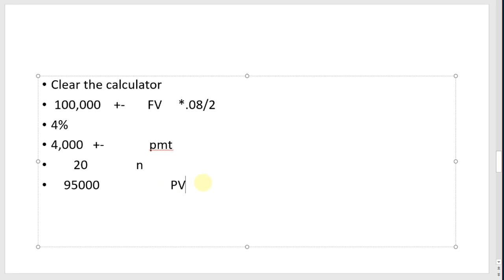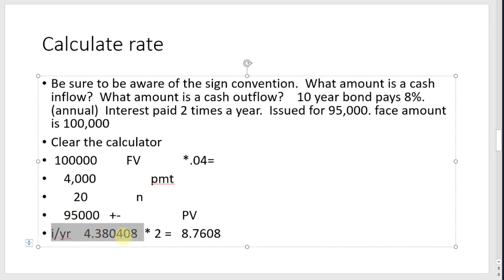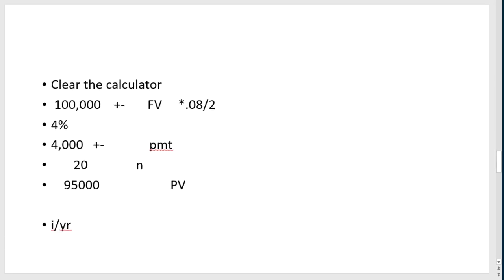And when you go to hit your interest per year key, you get that same number that we had here, the 4.38, and so on. Okay, so you've got the same number showing as before. So we could actually do this in any order. Okay, now before we finish up, let's just look at a few other little things here.